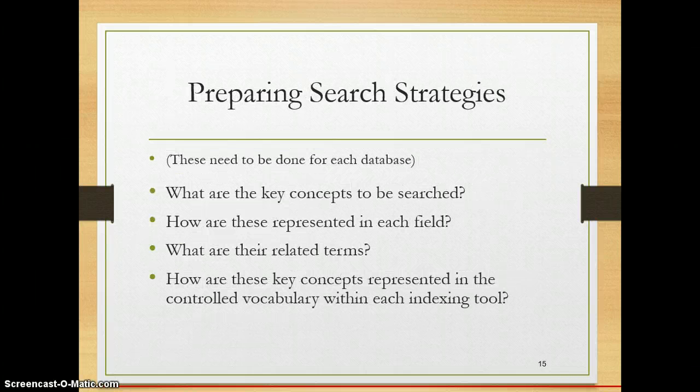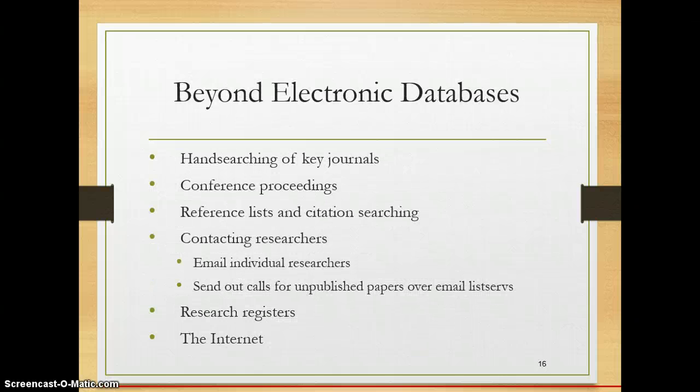Alright, so when you're preparing your search, it's important to think about what concepts and key terms to use, how they have been operationalized and defined, and how they are represented in each field. There are numerous things you can do beyond looking at just electronic databases. So I recommend hand searching key journals and looking within conference proceedings. You can go through reference lists of studies. When you find a study that meets your description, you can go through its reference list and look to see who they're citing.